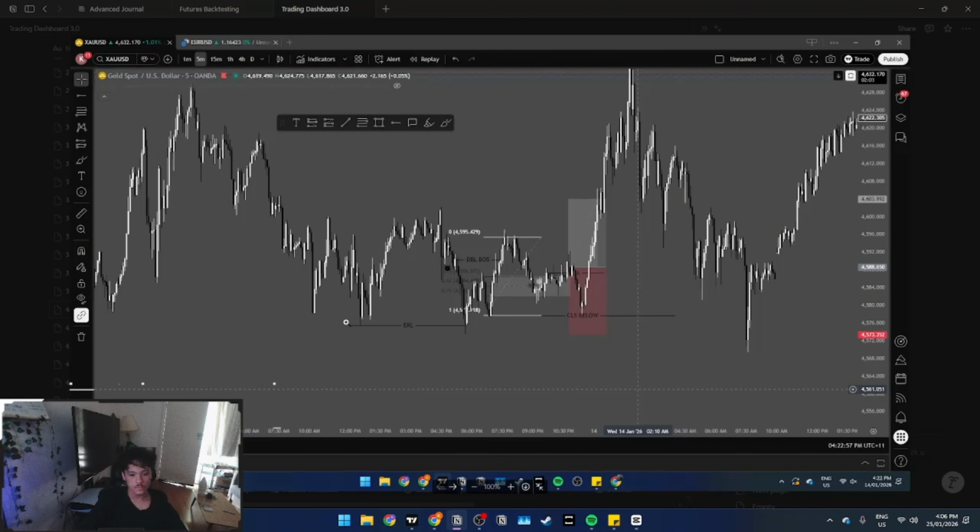Small sweep, double break structure, retracement down to the 75% level, closed above structure, entered. We did get into a bit of drawdown, but it did result in a win.